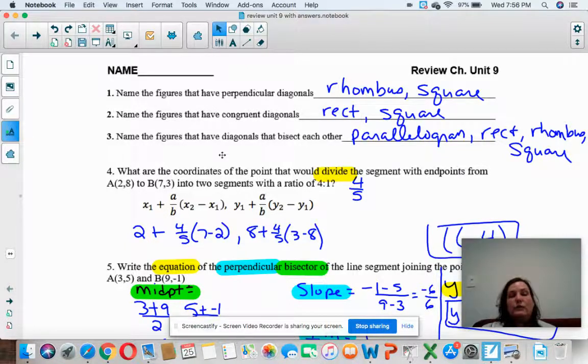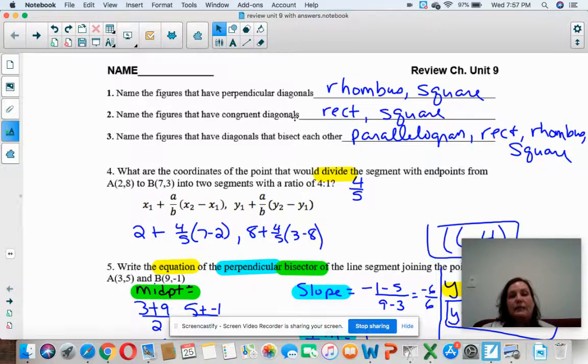So the first three questions are dealing with the properties of quadrilaterals and parallelograms. The first question says, name the figure that has perpendicular diagonals. A rhombus has perpendicular diagonals, and a square is a rhombus also. A square just also happens to have right angles, if you remember our family tree of parallelograms. But the answer is rhombus and square.